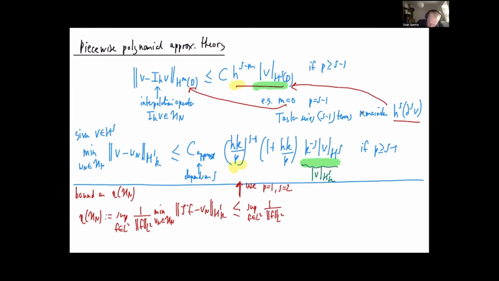Okay, so now I'm going to use this bound, so I get a C approx. I get hk over p, and p is 1, so I have hk. s is 2, so s minus 1 is just 1. I get then 1 plus hk, and now I get a k to the minus 2, this H2 semi-norm of S star f.